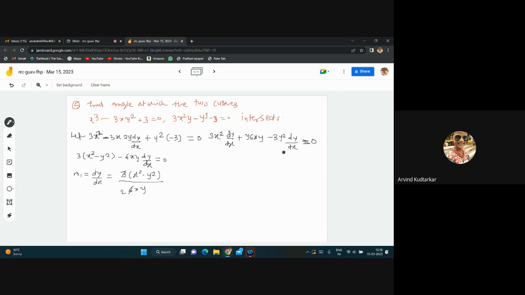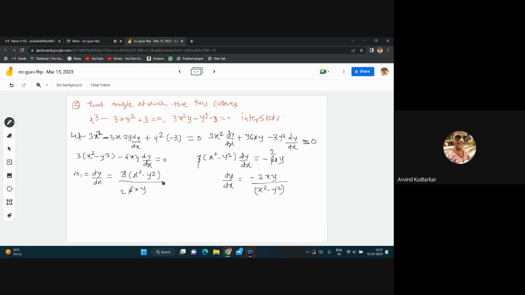Now collect the terms of dy by dx. 3 is common to both, take it outside. So 3 times x square minus y square into dy by dx is equal to what? Yes, 6xy. That term 6xy shifts to the right-hand side, so we get minus 6xy. 3 twos are 6, there remains 2 only. So what is the value of dy by dx? dy by dx is minus 2xy upon x square minus y square.